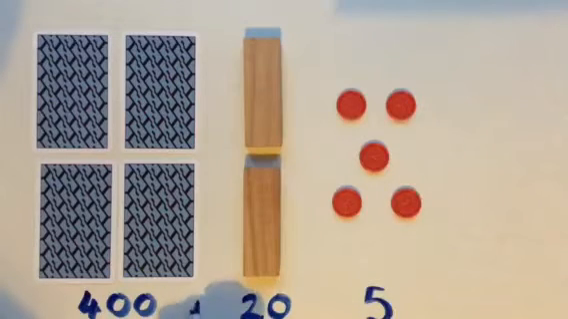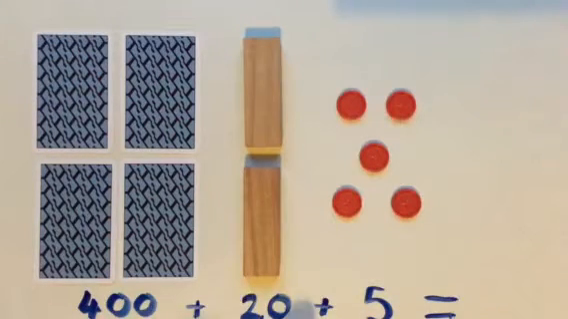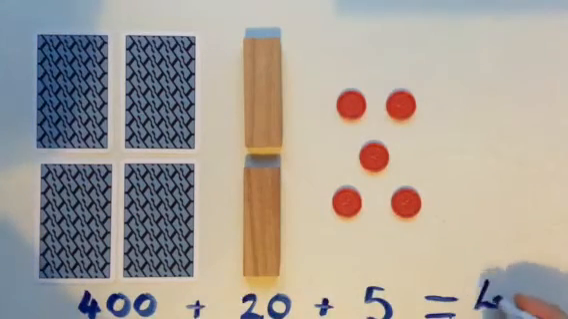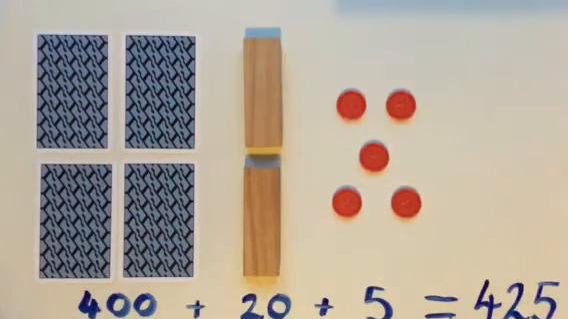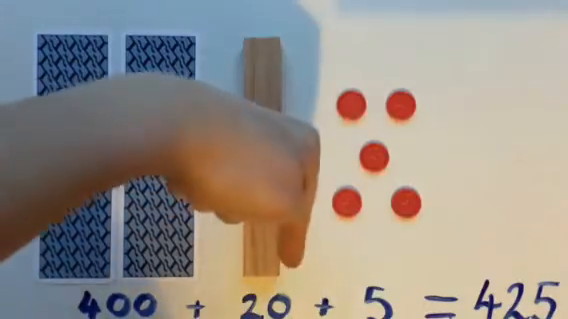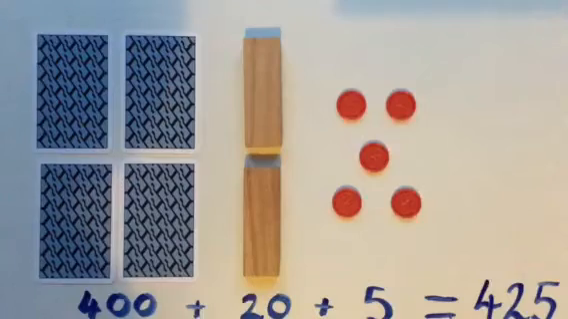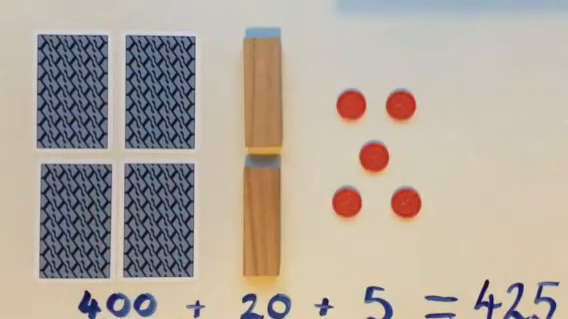Okay, now if you get your child to add these together, 425. So we can actually put the equal sign there. 425. So this part here is what we call partitioning, and then we're recombining it back together over here.